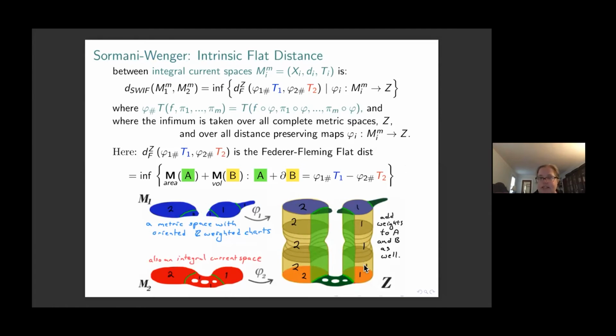If you change the distance, the only thing that changes is the distance preserving maps. If you keep the distance the same and you change the integral current structures, then you'll have the same distance preserving maps, but the integral current structures might have completely different A's and B's that fill them in.